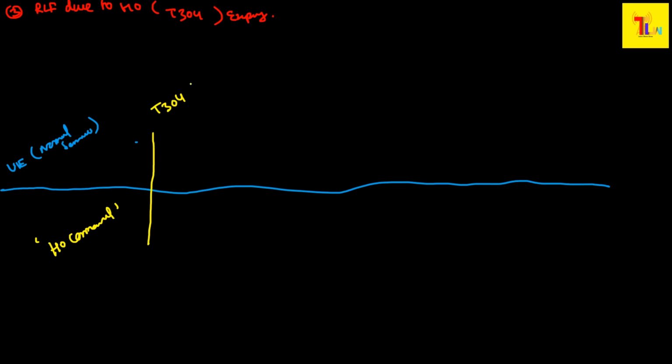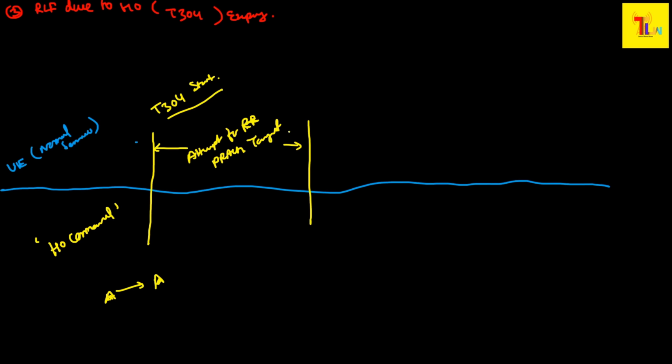Okay, so at this particular point your T304 timer will start, where it will attempt the handover. It is trying to attempt the PRACH, sorry, towards the target cell. When the T304 timer starts, during this duration it will try to send the PRACH to the target.